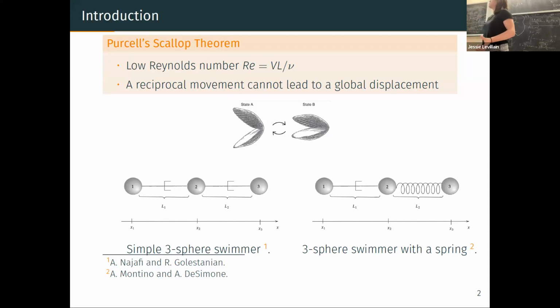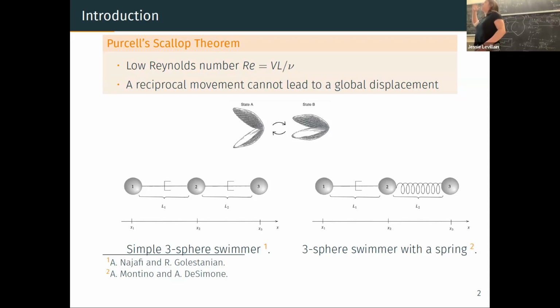In this particular setting, there's a really famous theorem called the scallop theorem, which was announced by Purcell. It states that a reciprocal movement cannot lead to a global displacement at low Reynolds number. For example, imagine you're a regular scallop and you want to swim: you open, you move forward, then you close, then you open again, you move forward, you close. If you're a scallop of a couple of micrometers, it's not the same thing anymore. You have no inertia, so you open, you move forward, and then you close, you move backwards, and you're stuck like this, and you can never swim. That's what the scallop theorem is about.